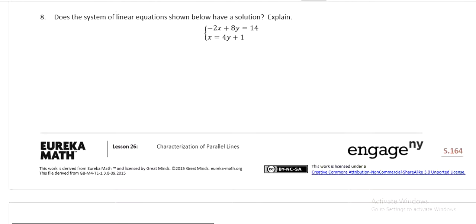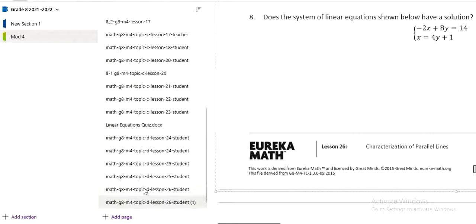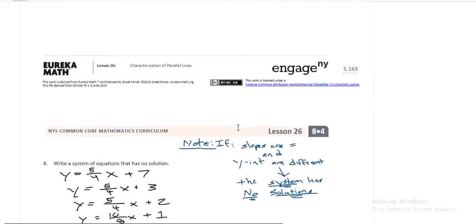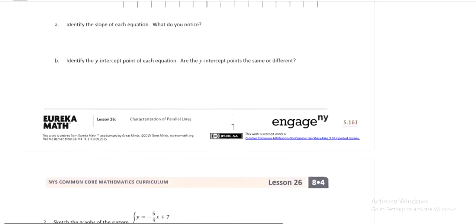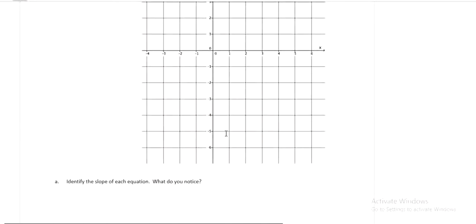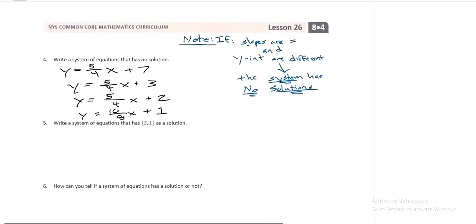Explain. Well, we have to remember what makes systems have solutions. In this case, we also think about what makes systems not have solutions. That's more a direct approach to it. And we learned in previous examples that systems do not have solutions if the slopes are equal and the y-intercepts are different.